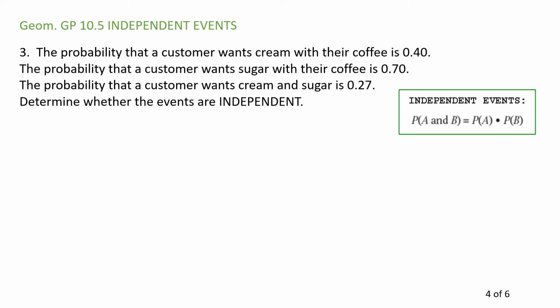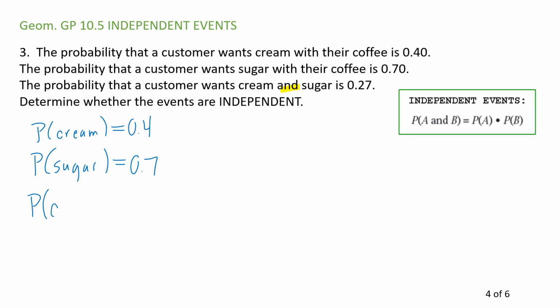How about a more realistic example? The probability that a customer wants cream with their coffee, 40%. The probability that a customer wants sugar, 70%. The probability that the customer wants both A and B is 27%. Be careful about that. I think I'm going to write that out. Cream and sugar.